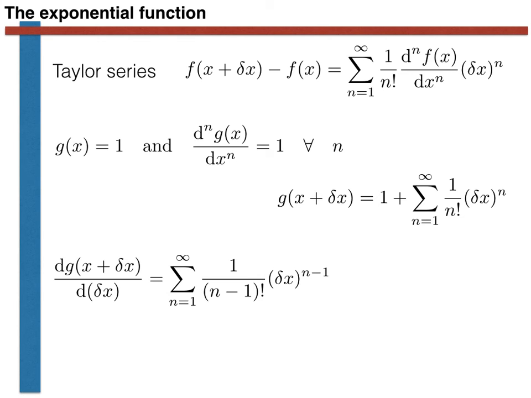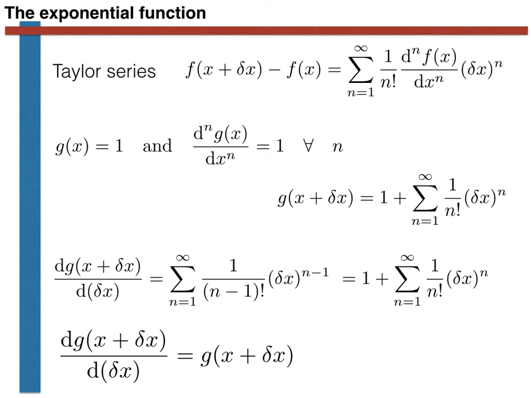We can then simplify the resulting expression to give 1 plus the sum over all n of 1 over n factorial multiplied by delta x to the power n. But hold on, this is just the original power series we had for g of x plus delta x. In other words, for this particular power series expansion, we have found that the derivative of g of x plus delta x with respect to delta x is just g of x plus delta x.